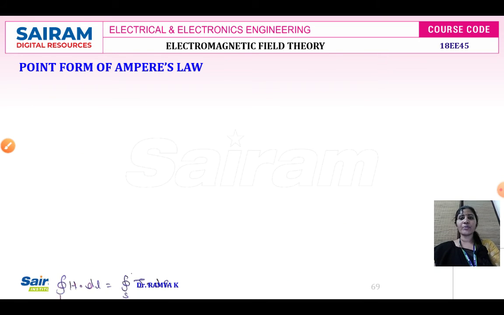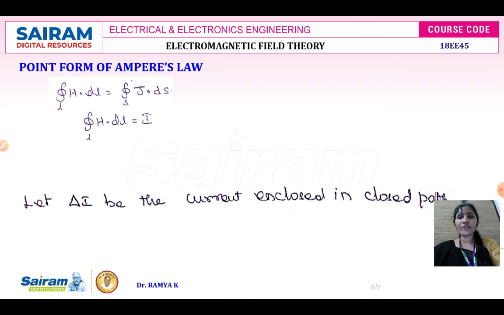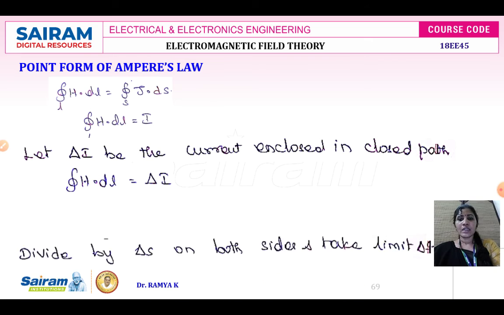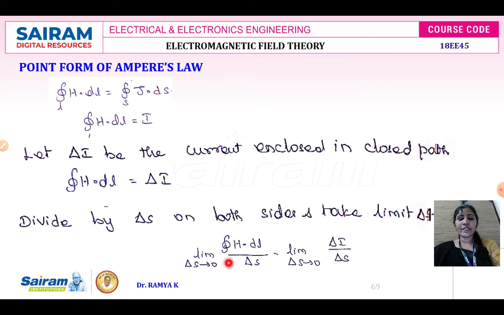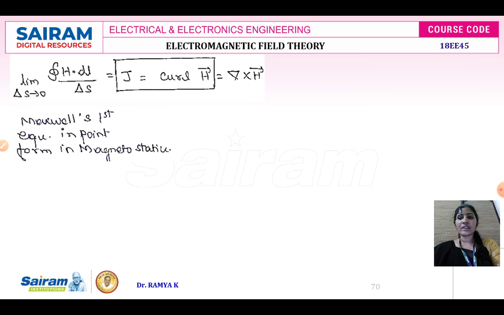So we can write the point form of Ampere's law. The integral form is given, and the point form can be written as the integral over the closed line of H dot dl divided by del S, as del S tends to 0, which is equal to the limit as del S tends to 0 of del I divided by del S. Therefore, the point form of Ampere's law can be written as J equals curl H. Maxwell's first equation in point form in magnetostatics is curl H is equal to J.